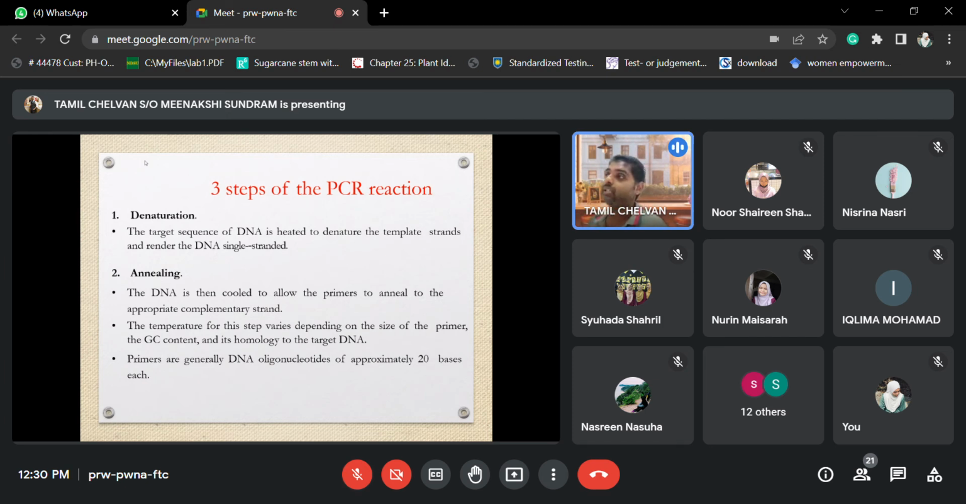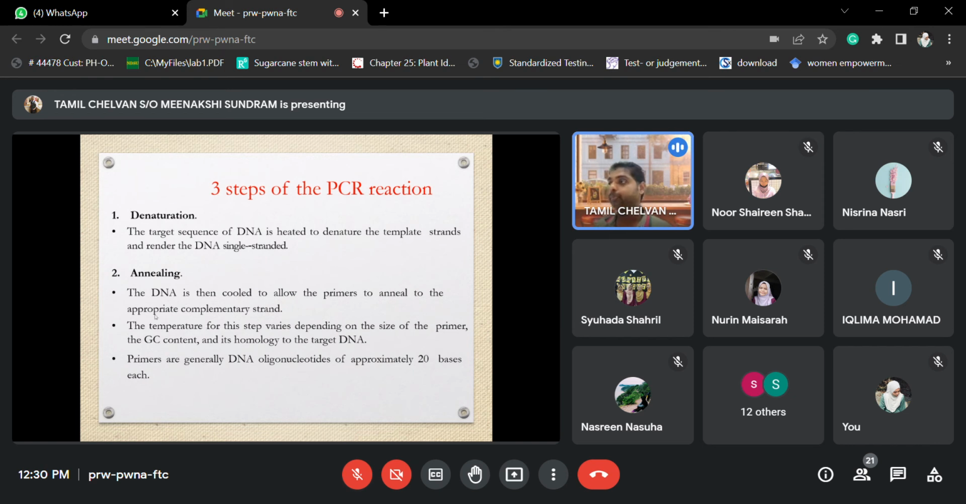Dalam PCR machine apa yang berlaku adalah, proses adalah, first adalah denaturation. Dia akan, daripada 2 benang yang coil tu, dia akan buka dia punya bonding. Okay. The targeted sequence of DNA is heated to denature the template strands, untuk buka and render the DNA single strand. So dia akan jadi 2 strand yang asing, tak ada bonding. Okay. Lepas tu annealing.